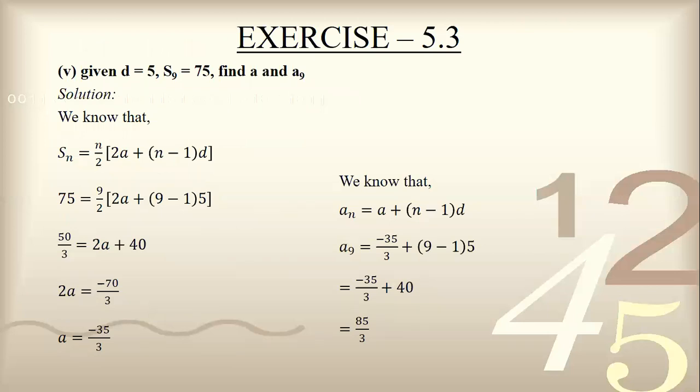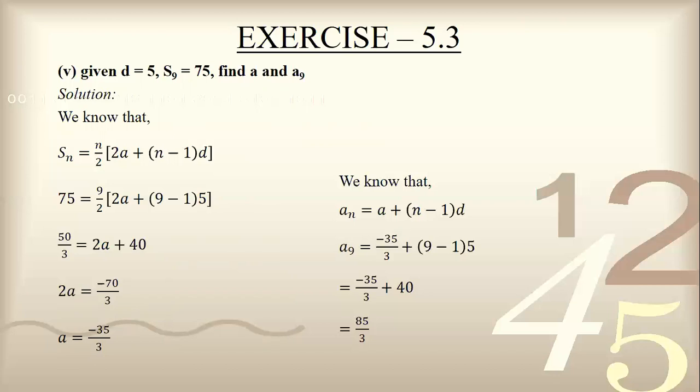Now, given that d is 5 and S9 is 75, we have to find a and a9. So Sn is n by 2 into (2a plus (n minus 1) into d). 75 is 9 by 2 into (2a plus (9 minus 1) into 5). We have to find a over here. So we'll substitute, solve it, and finally we get a to be minus 35 by 3.